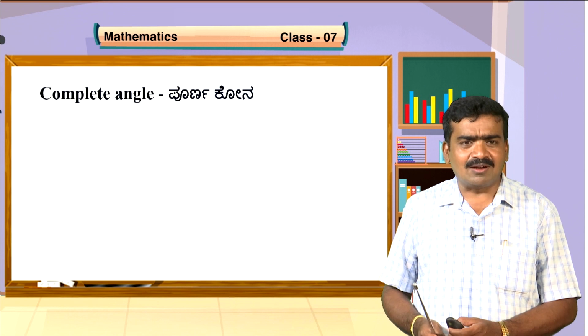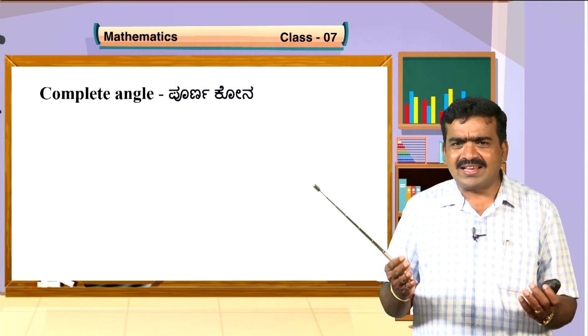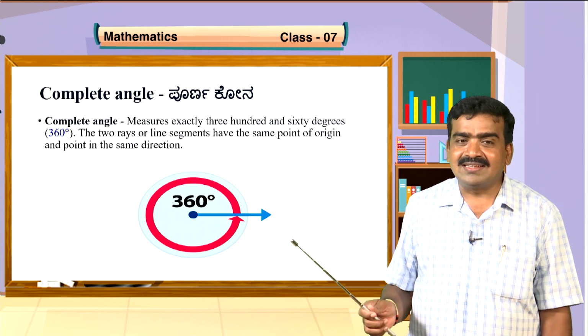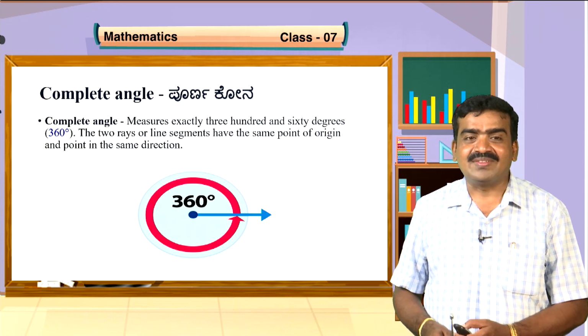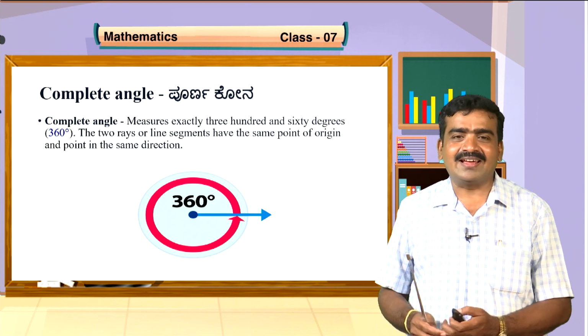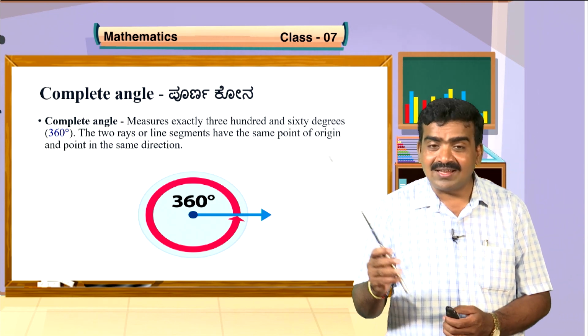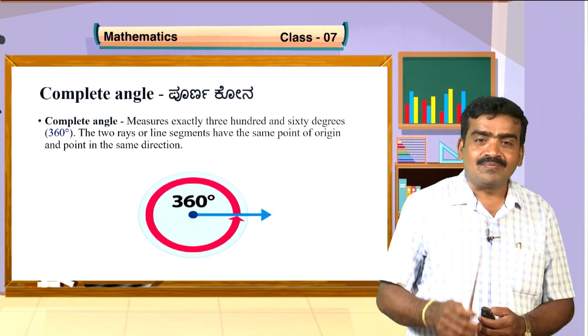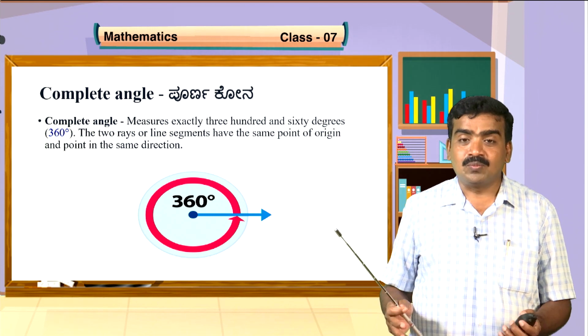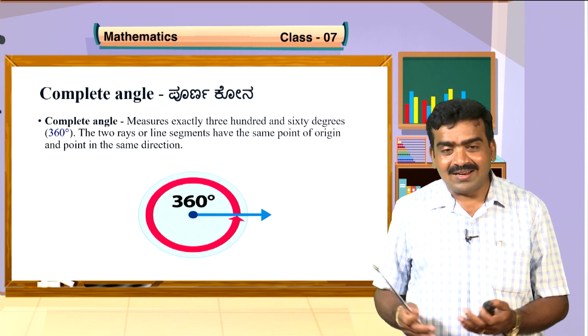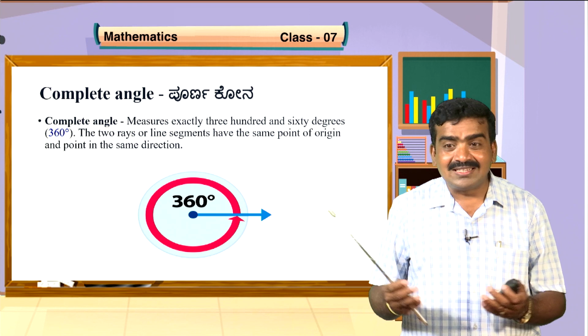Then what is a complete angle? Yes, you are exactly correct, my dear students. If the measure of the angle is 360 degree, then it is called a complete angle, what we call purna kona. If the two rays align one on the other, we get a complete angle, purna kona. I hope you have recalled well and you have written all these things in your book.